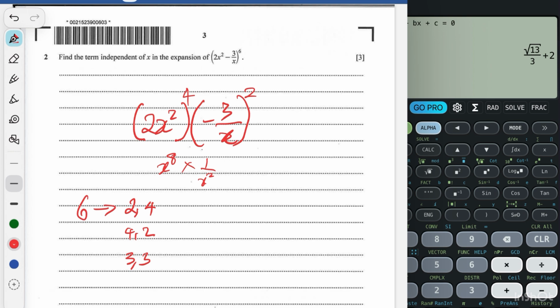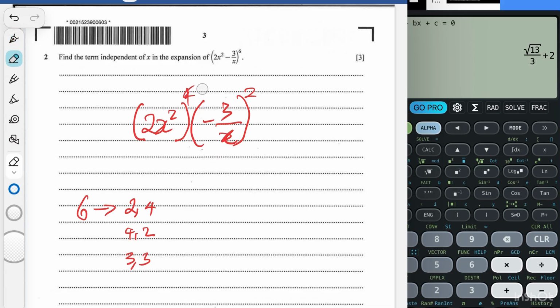If I put 3, 3 up here, this would be x^6 times 1 over x^3. So this would be x^3. So you should understand binomial expansion, the powers: find pairs of powers that add up to give you 6. So now let's put 2 and 4.